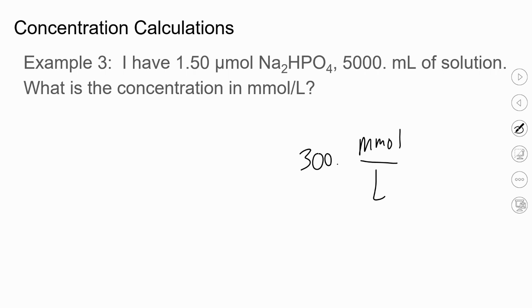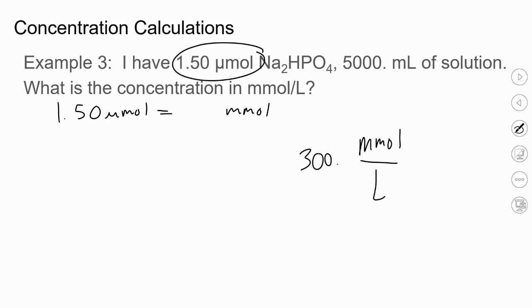Okay, so then let's go back through. How do we get millimoles from this? This is micromoles. Okay, divide by 1,000. Do we agree with that? So this is the tricky part, is deciding. For me, it's deciding.